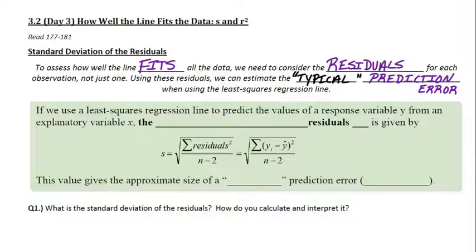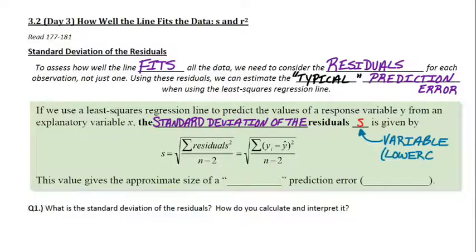So for the standard deviation of the residuals, it's actually this big formula right here. Don't worry about writing it down or memorizing it. We use a variable lowercase s. So s is a variable, particularly for scatter plots and linear regression. It represents standard deviation of the residuals. And that gives us the approximate size of a typical prediction error, or a typical residual, basically. So how far away you are from the line, what your error is from the line on average.